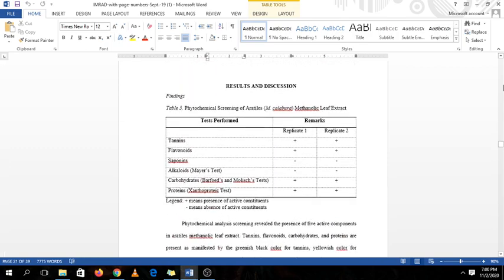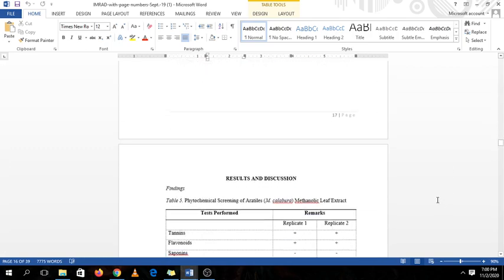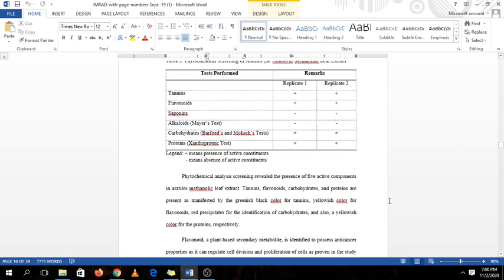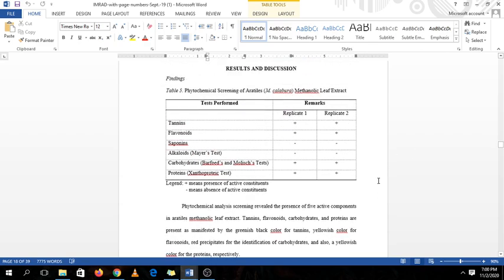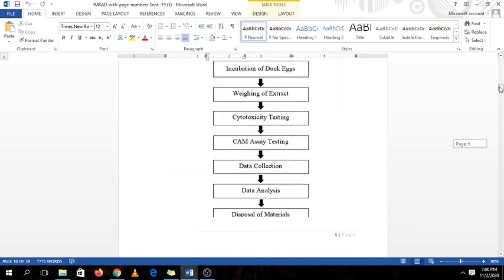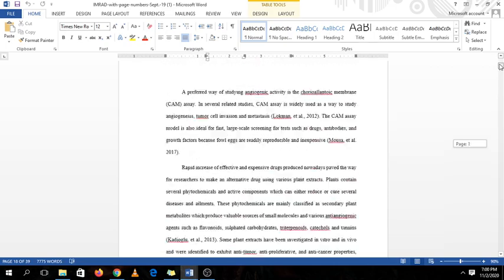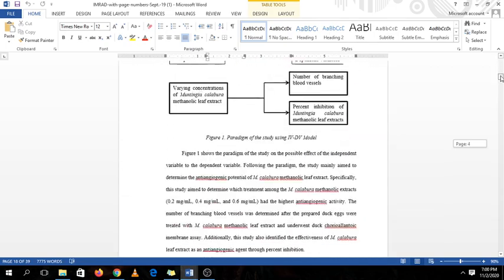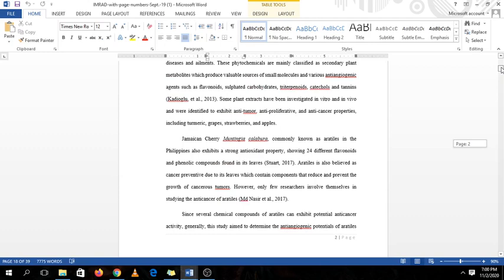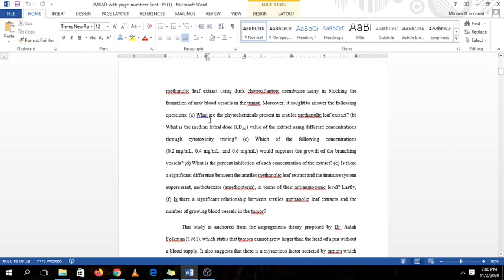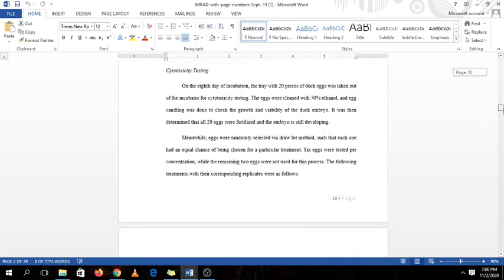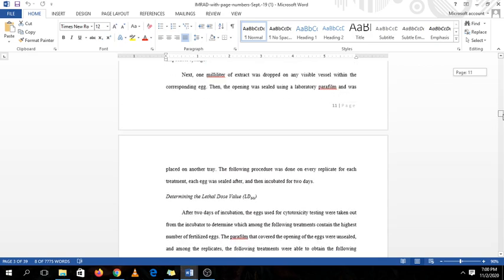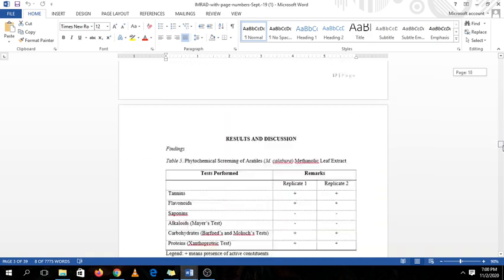So again, how do we discuss our data? Of course, we only state the extremes of our data. And our results are always based on our objectives. Okay? So for example, one of their objectives is about what are the phytochemicals present in aratiles? Since it is in the specific objectives, it should also be in our results.